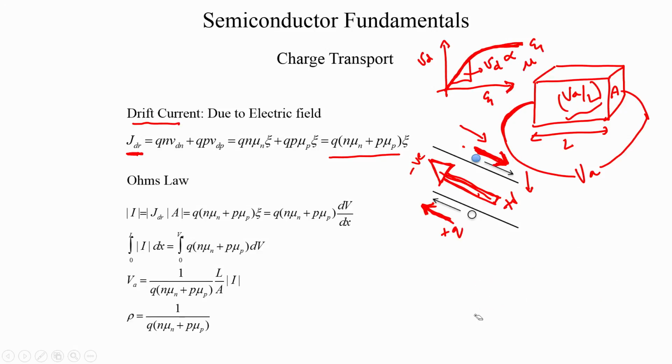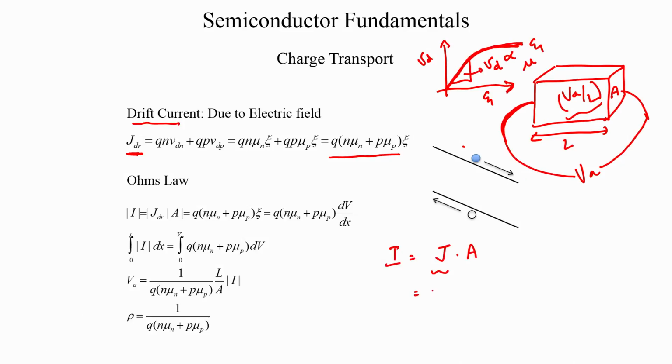So, for example, let us look at the total current. We have the total current through the semiconductor being J times the area, and we already know the drift current density. We are only interested in the current due to the applied voltage, and the drift current density is nothing but q n mu n plus p mu p into the electric field, into the area, which gives you the total current.